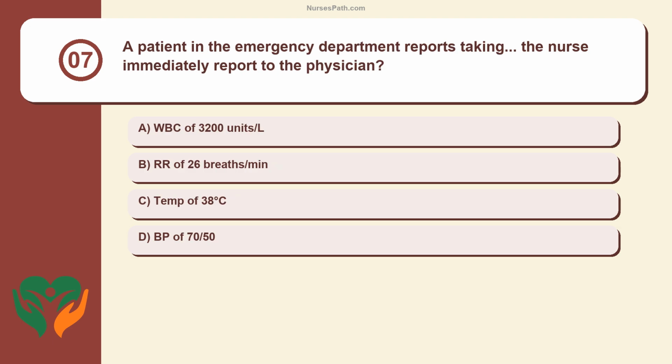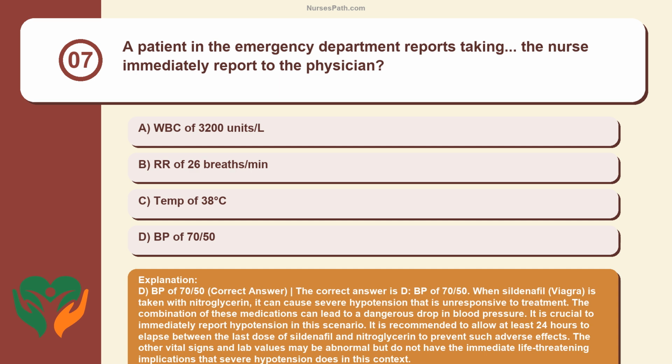Question 7. A patient in the emergency department reports taking sildenafil. Which finding should the nurse immediately report to the physician? WBC of 3,200 units/L, RR of 26 breaths/min, temp of 38 degrees Celsius, BP of 70/50. D, BP of 70/50. Correct answer.